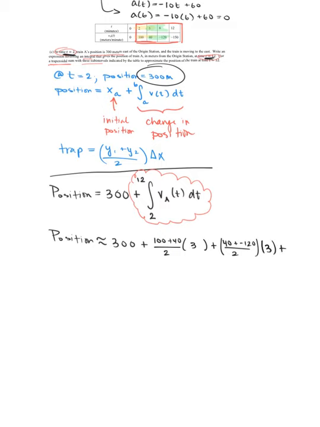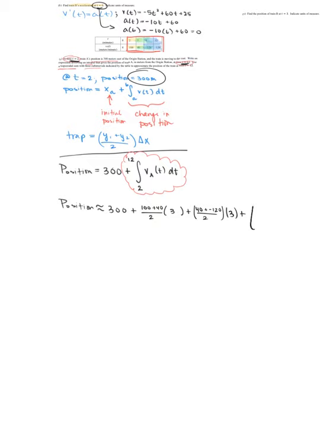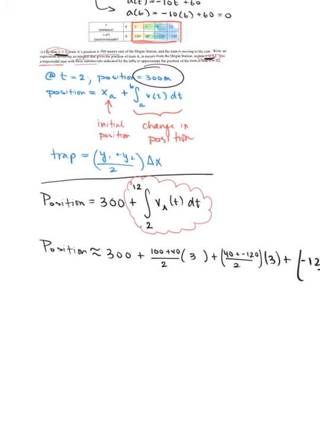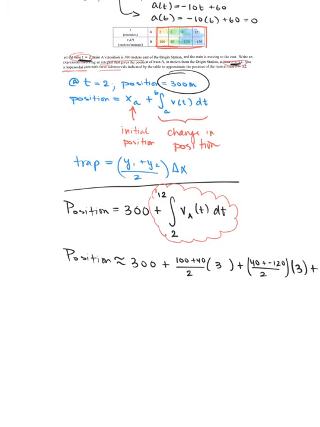And then I'm going to go to my last set of values here. So now I'm going to use the last set from 8 to 12. So then those two y values are 120 and 150. So I'm going to add those, divided by 2, and then that delta x is going from 8 to 12, so that would be times 4. And then I don't need to simplify that at all. I can leave it just like that. Okay, and then that would give me the position of that train.